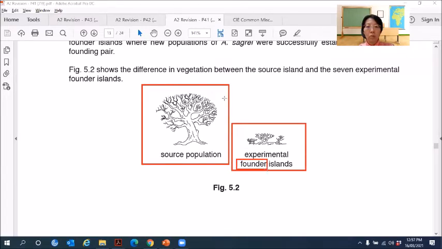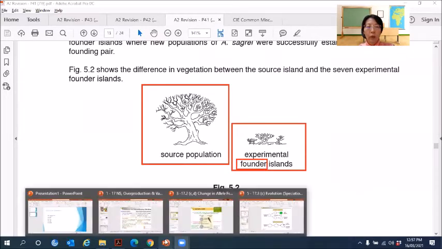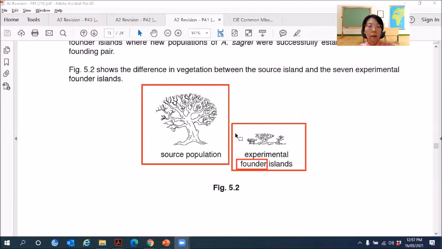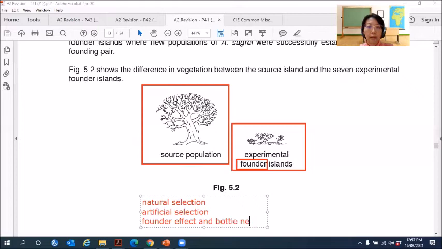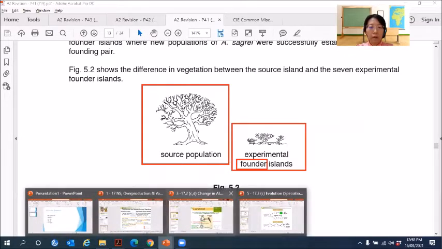With that, I'm going to introduce to you the three ways that the population genotype and phenotype can change. Remember, one is natural selection. Two is artificial selection. And three is the founder effect, as well as the bottleneck effect. These three are the ways that can lead to change in the phenotype, genotype, and gene pool of the population. Here it's talking about the founder effect, which you have learned.